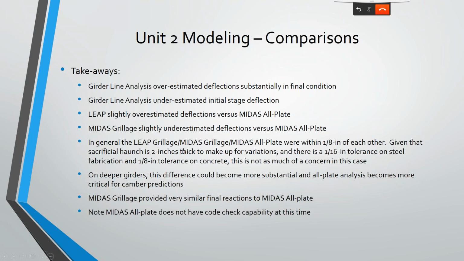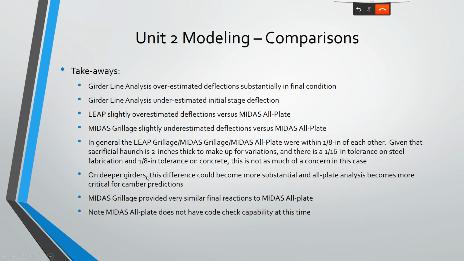And then in general, everything was coming within about an 1/8 inch of each other on our more advanced analysis. And given that our sacrificial haunch, which is on top of the beam, is 2 inches thick to make up for the variation, and we have a 1/16 inch tolerance in steel and an 1/8 inch tolerance in concrete, an 1/8 inch is going to just get sucked up in the tolerances that we're already working with. And we have that haunch there specifically to make up for these variations. So any variation that we're seeing in that range really should not be an issue in this case in particular.